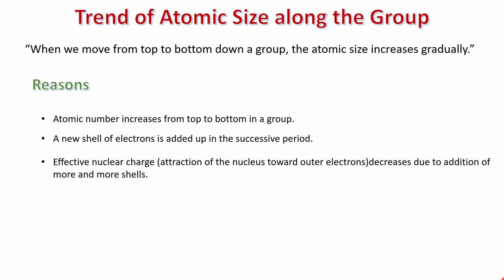Effective nuclear charge for an instance of time tends to increase, but gradually it decreases due to the addition of more and more shells from top to bottom in a group. So the distance between the outermost shell and the nucleus increases as the number of electrons increases with the increase in number of shells.